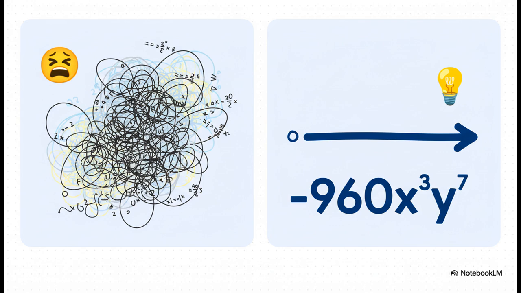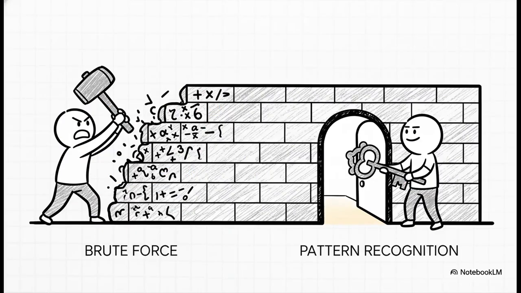So you plug all that in, you work out the factorial part to get your coefficient, you calculate the powers, and you're there. The answer is negative 960 x cubed y to the 7th. What would have taken ages, we just did in, 20 seconds? And that, right there, is the whole point.